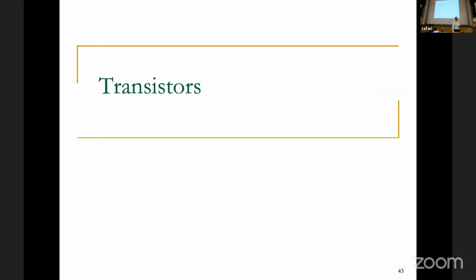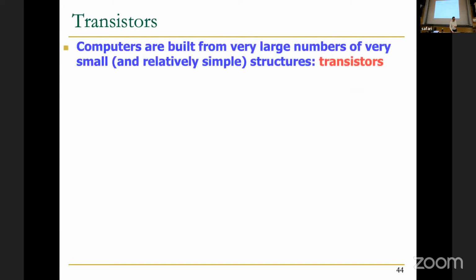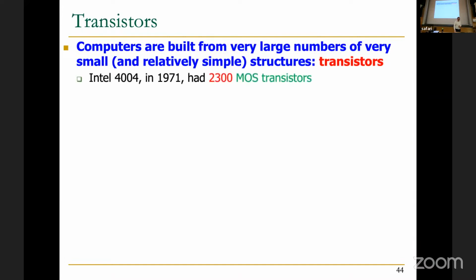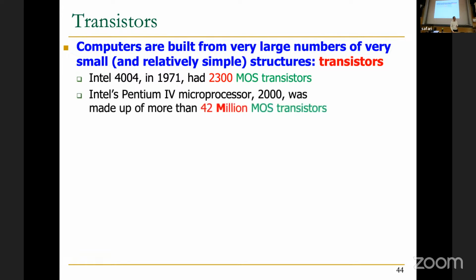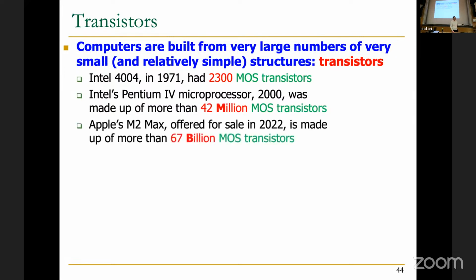Now let's start with the building blocks of modern computers. That's the transistors. So computers are built from simple structures, transistors. And just to give you an idea, in 1971, the first prevalent chip that was built with metal oxide semiconductor transistors, which I'm going to introduce, had only 2,300 transistors. About 30 years later, Intel's Pentium 4 had 42 million. Now, about 22 years after that, which is more than 50 years after the first microprocessor, we're at 67 billion transistors. So these transistors are the things that we're going to build logic gates on, and they're going to enable the computation.